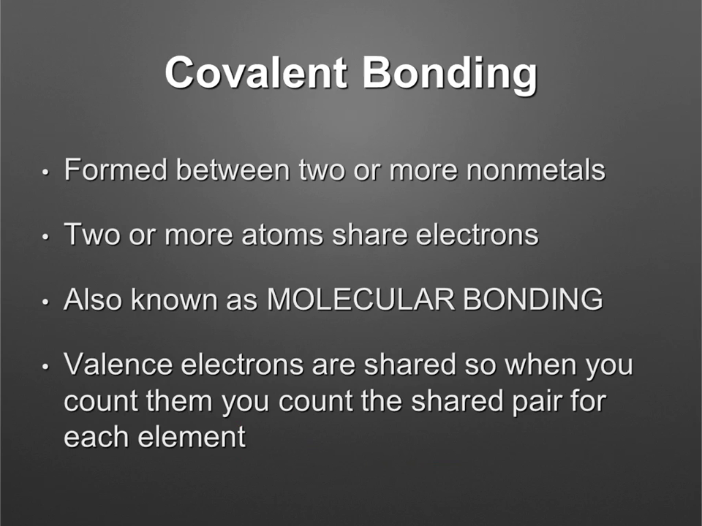A few of the properties and characteristics about covalent bonding: it is formed between 2 or more nonmetals. So these are elements that are located to the right side of the periodic table. And these 2 or more atoms share electrons. This is also known as molecular bonding. Valence electrons are shared, so when you count them in the ring around that final orbital, you would actually count the shared pair for each of the elements. And I'll point that out in a picture a couple slides from now.